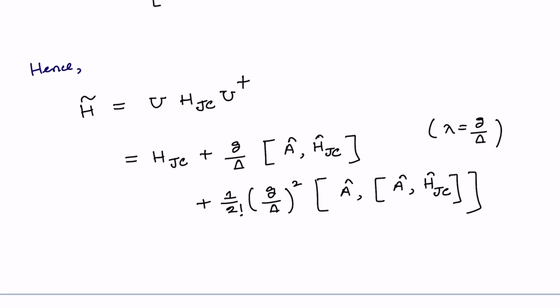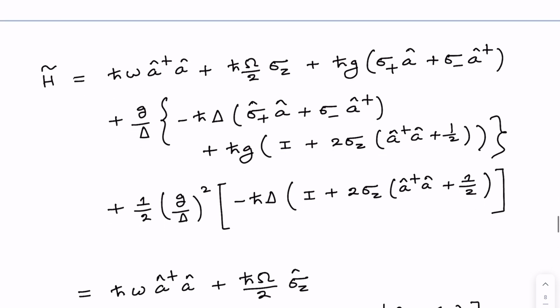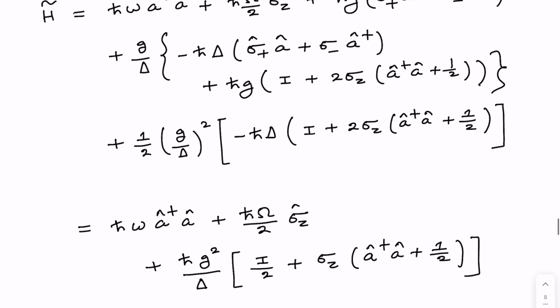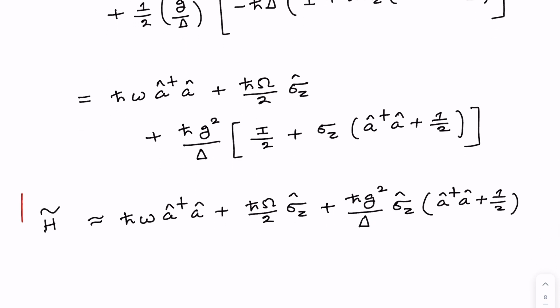We are going to have this Hamiltonian, the Jaynes-Cummings Hamiltonian, which we already know. This expression we have worked out, this commutation we have worked out. If we put that in and do a bit of simple algebra, then after doing the algebra, you are going to get the transformed Hamiltonian in this particular form.